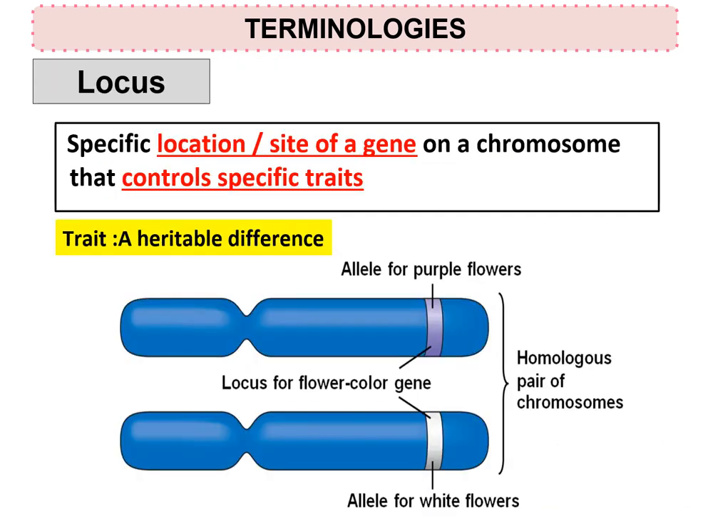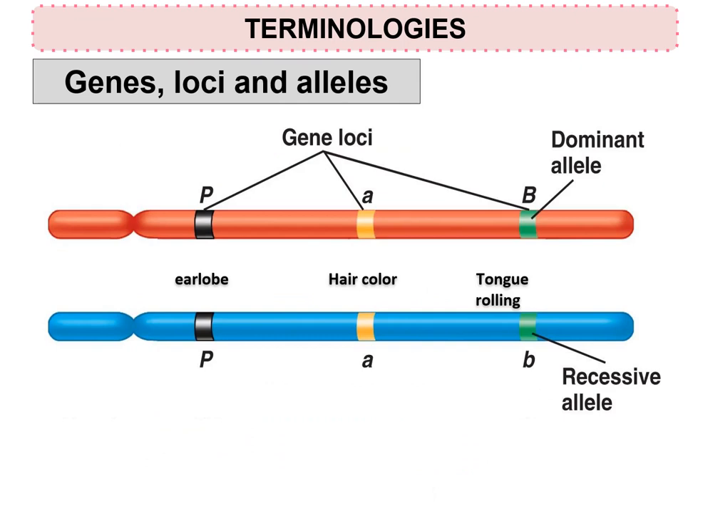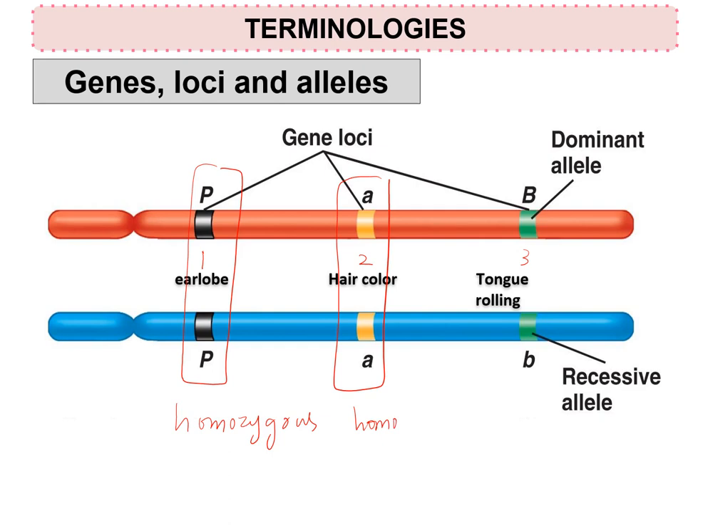Locus is a specific location on a gene. Okay, on each locus, there will be a gene. So, this is one gene. Second gene, gene number 2 and gene number 3, located at 3 different locus and represented by 3 different letters. So for this particular gene, particular character, it is homozygous. And this is also homozygous. And this is what we call as heterozygous.